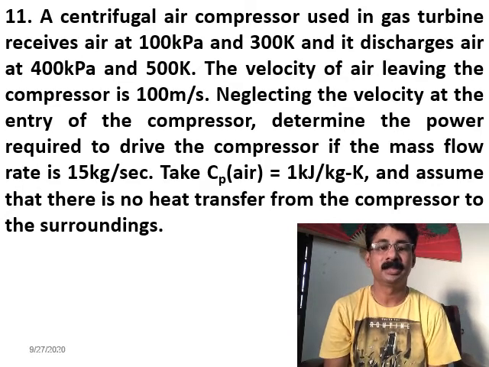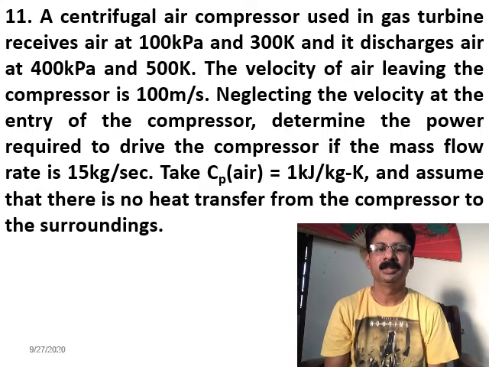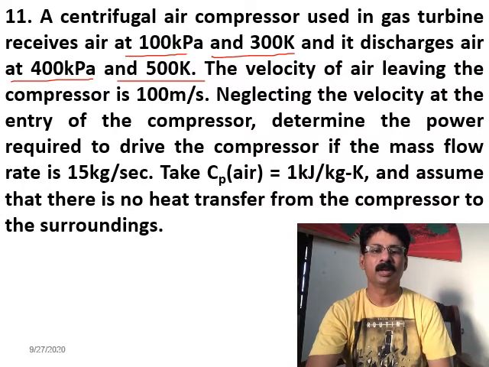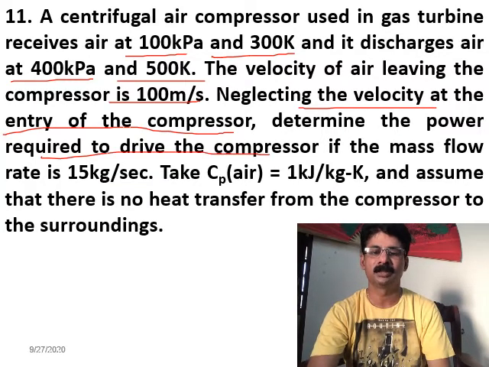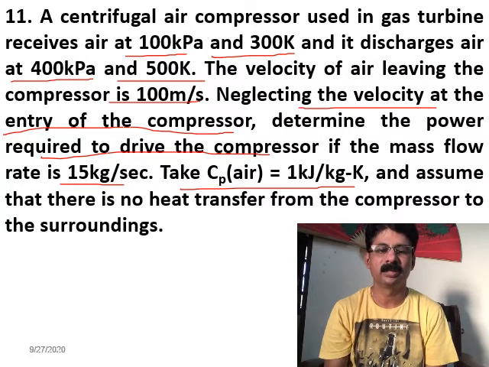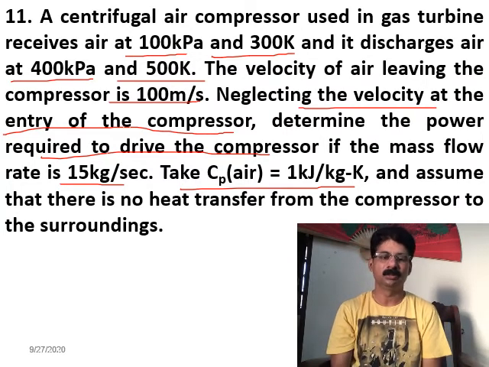So once again a problem on a centrifugal compressor, not a reciprocating compressor. Here it is used in a gas turbine, and it receives air at 100 kilopascal. So the pressure and temperature of air are given, and the discharge pressure and temperature are given. The velocity of air leaving, V2, is given. Neglecting the velocity at the entry, V1 is 0. You have to understand every sentence here. You have to calculate the power required to drive the compressor. Mass flow rate is 15 kg per second. Cp is given; you will come to know later why Cp is given. Assume there is no heat transfer from the compressor to the surroundings. Q is equal to 0.